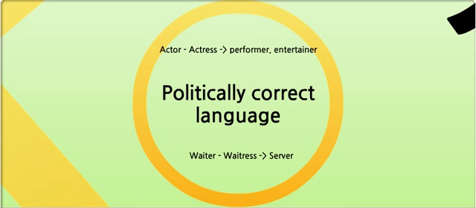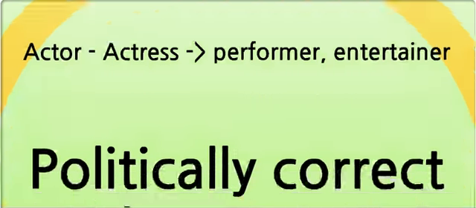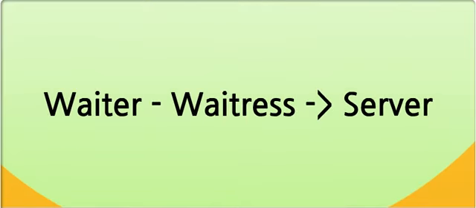In English, we have what is called politically correct language. So some words that were used for this difference, like actor and actress, have changed in order to include all the people and avoid rejection. These two words have changed into performer or entertainer. The same has happened with waiter or waitress. We no longer have these words, we say server.